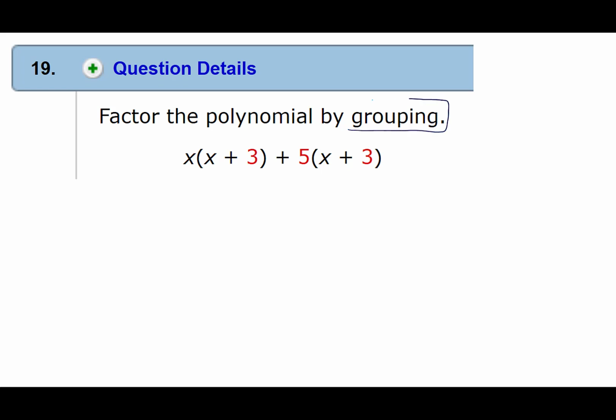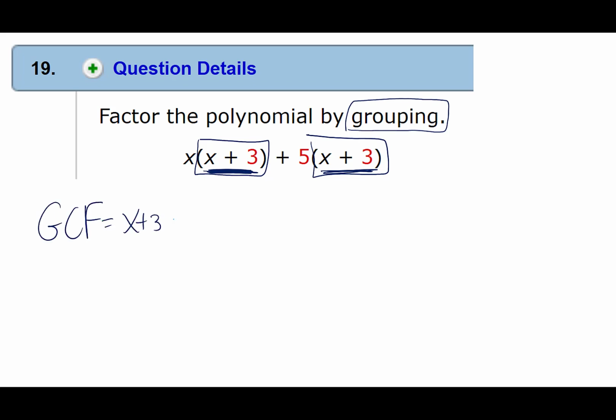In this example, it's factor the polynomial by grouping. This is a special kind of factoring where the greatest common factor is not a monomial, it's a binomial. And for this first problem, hopefully it'll be pretty easy. Do you see that in the binomial, they share a common binomial? And I put this square around it. So the term x and the term 5, they both have in common a parentheses x plus 3. So that's going to be the greatest common factor, x plus 3.